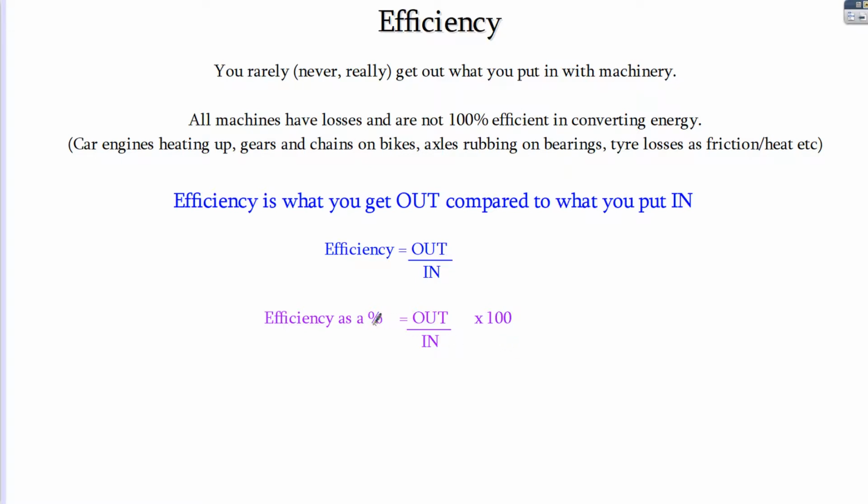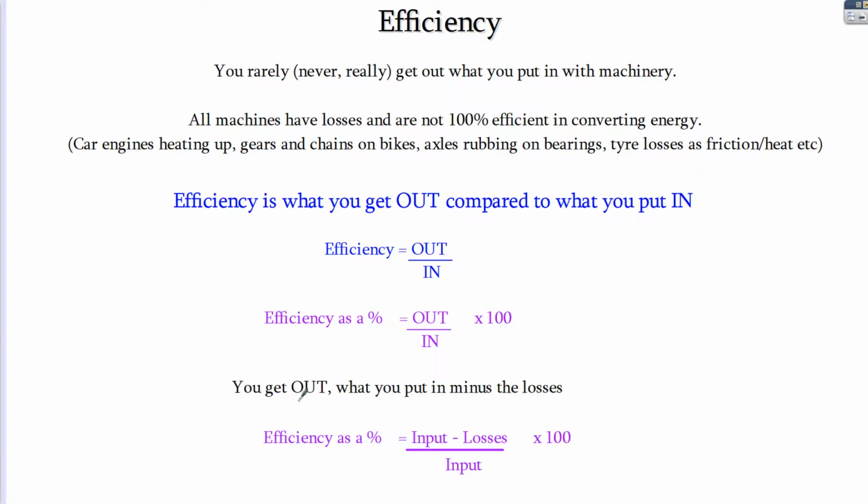So percent means divide by 100. So we need to multiply by 100 to make it fair. So efficiency as a percentage is what you get out compared to what you put in, times 100. And what you actually get out is what you put in, take away what you lost. Think about it in life. If you're putting in some effort, but some of the effort is lost, then what you get out is less than what you put in. So what you get out is your input effort, take away any losses. That's what you get out, is what you put in, take away the losses. So the output is what you put in, take away what you lose.